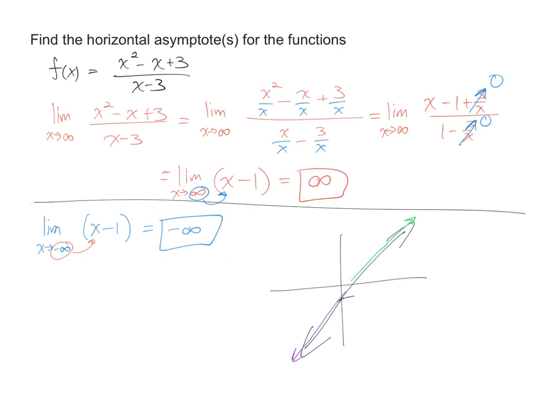So whenever you do this division by the highest power of x and you're left with something in the numerator like x minus 1, it's really nice to think of it like the end behaviors of polynomials that you may have learned in previous courses.